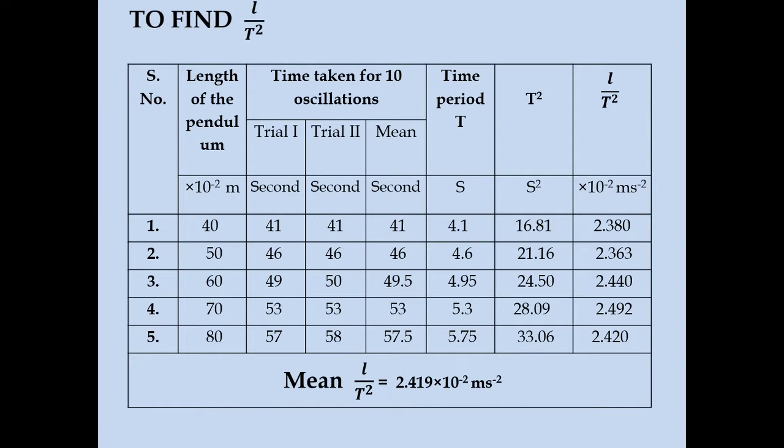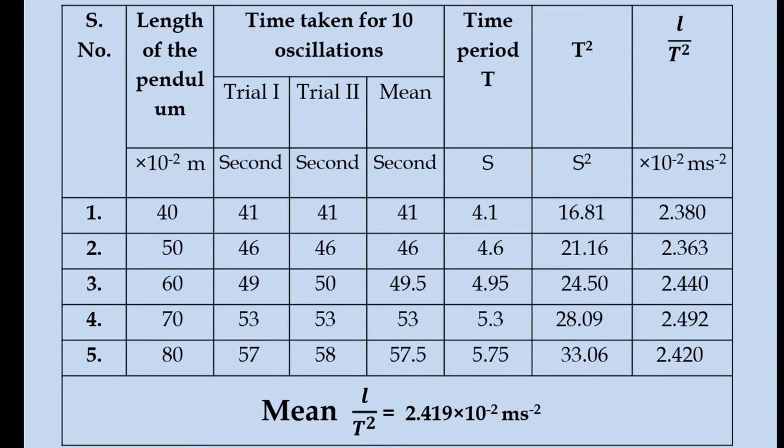So these are the readings or observations taken during the experiment. In the first column, we have the length of the pendulum L. Then we have the time taken for 10 oscillations. For the length of 40, the time taken for trial 1 and trial 2 are 41 and 41, so we have a mean of 41. For 50, the times for trial 1 and trial 2 are 46 and 46, so our mean is 46. This mean of trial 1 and trial 2 gives the time taken for 10 oscillations.